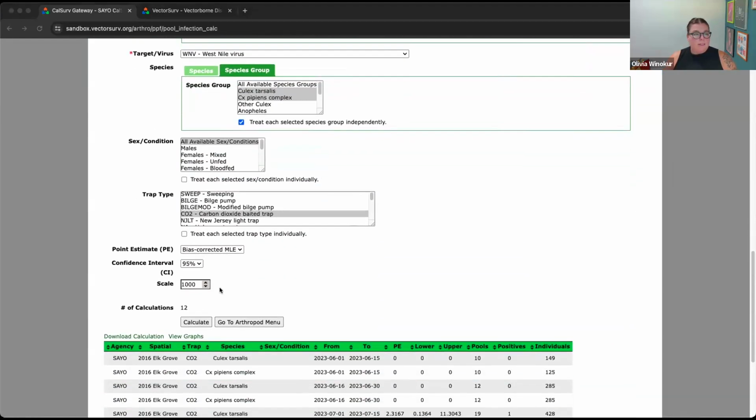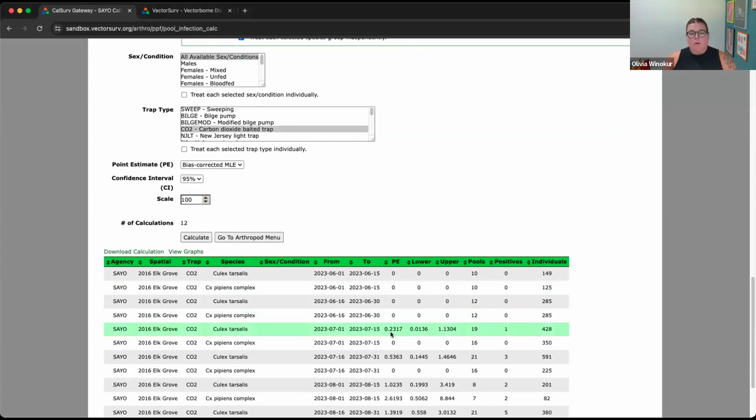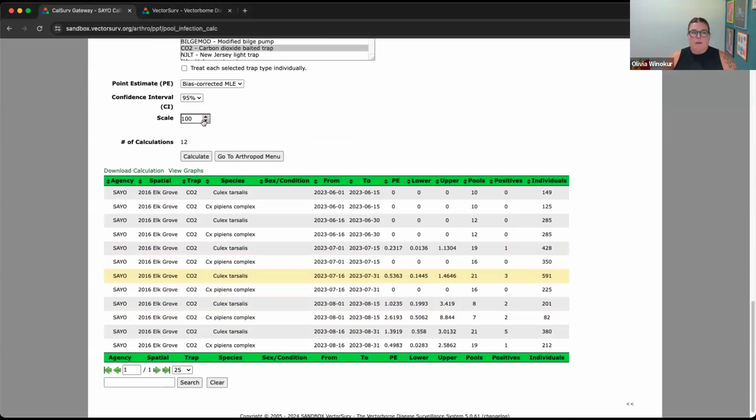One last thing that I didn't show you is that we have the scale set to 1,000. So everything I've been saying to you is, for example, the action threshold of more than 5 mosquitoes per 1,000 tested. If I wanted that as a percent, I could change the scale to 100. And let's recalculate that. And so now we're getting a percent. So this is the same thing. So this would be 5 mosquitoes per 1,000 or 0.5%. So 0.5 per 100, whatever works for your agency.